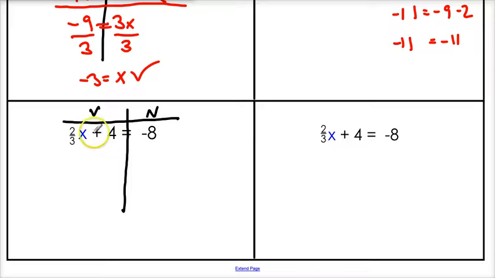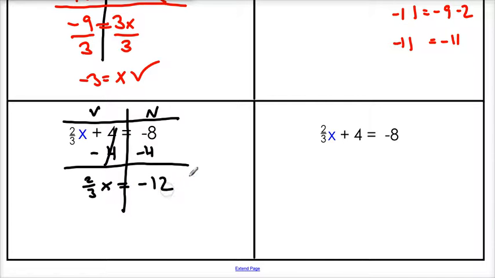So we have this 4 over here. We're going to move it to the number side, because the 4 is on the variable side. So let's move that 4 over. We're going to use the inverse operation. And what we get is 2/3 x, because these cancel out, equals negative 12.